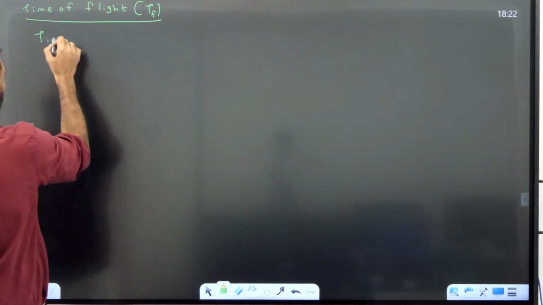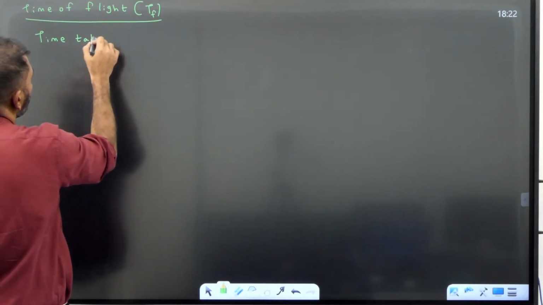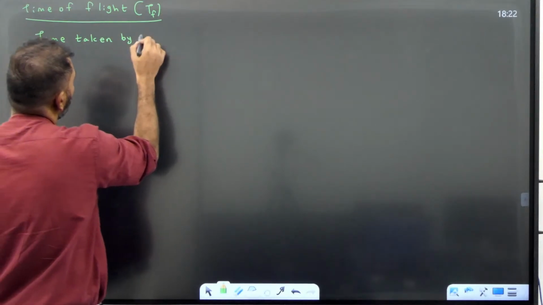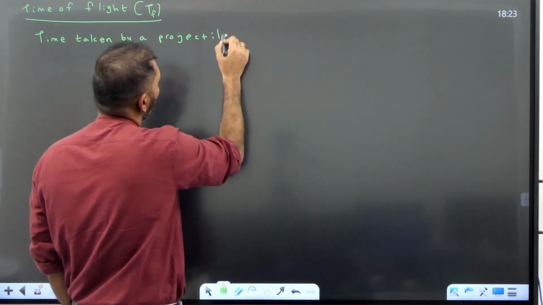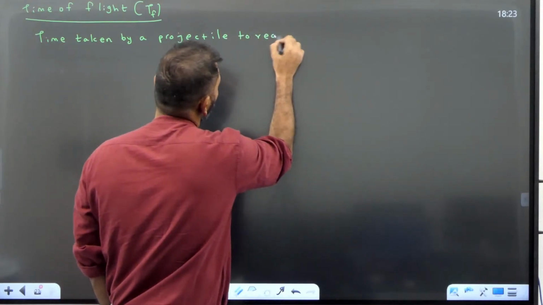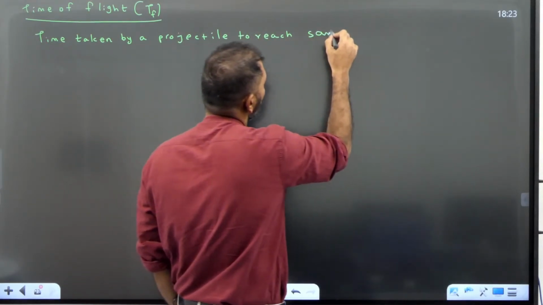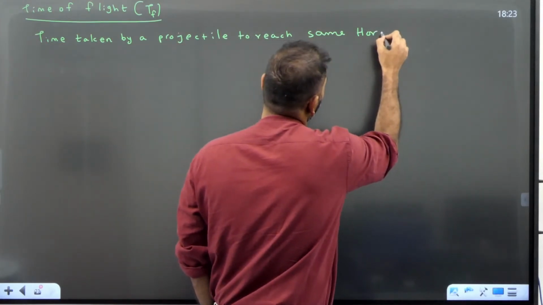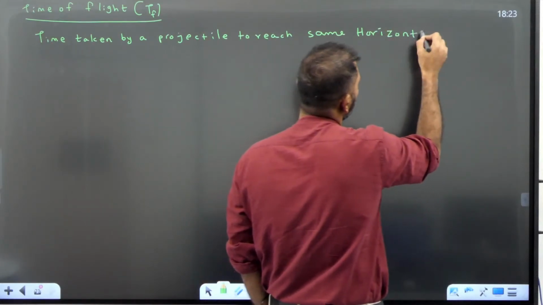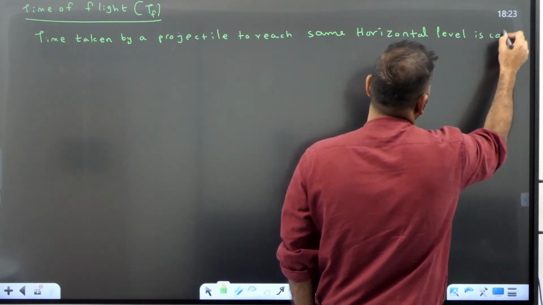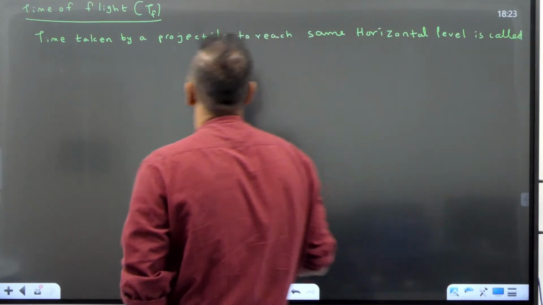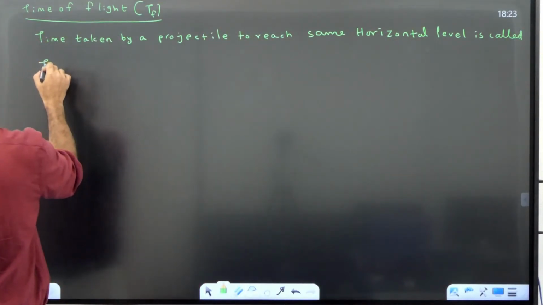Time taken by a projectile to reach the same horizontal level is called time of flight.